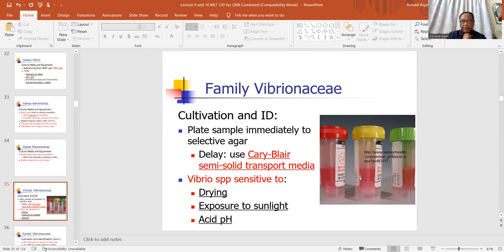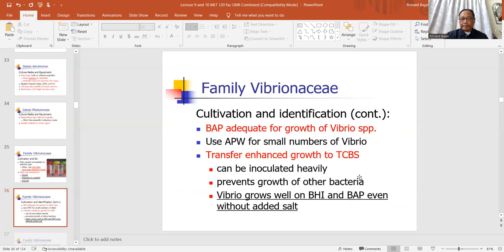Vibrio, remember, the alkaline peptone water, it loves alkaline conditions. So acid pH will kill the organism. Exposure to light will kill the organism. And these organisms are also susceptible to drying.